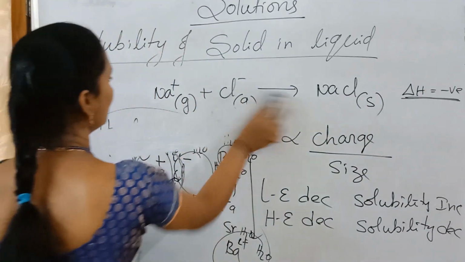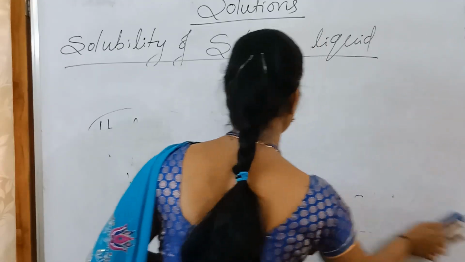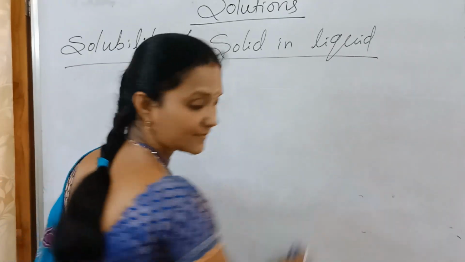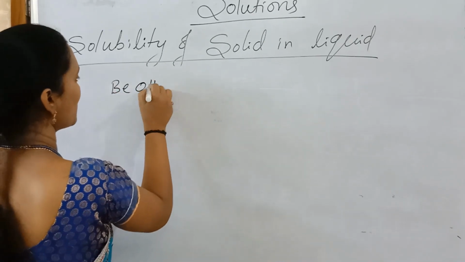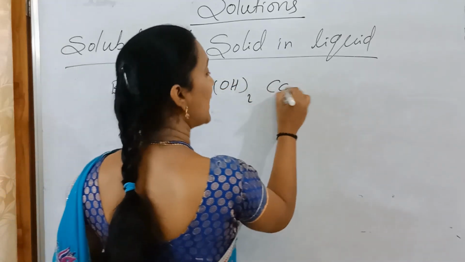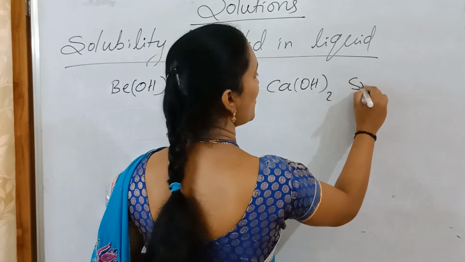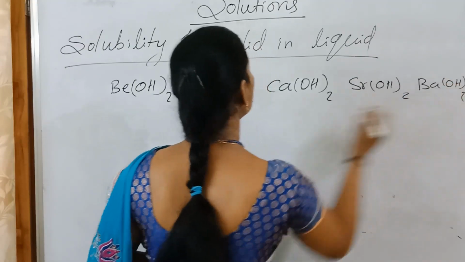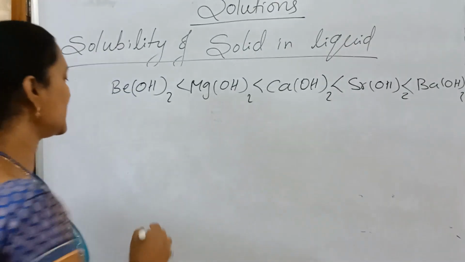Now, in alkaline earth metals, the second A group elements, there are two important questions. One is the solubility of hydroxides: beryllium hydroxide, magnesium hydroxide, calcium hydroxide, strontium hydroxide and barium hydroxide. Down the group, solubility increases.